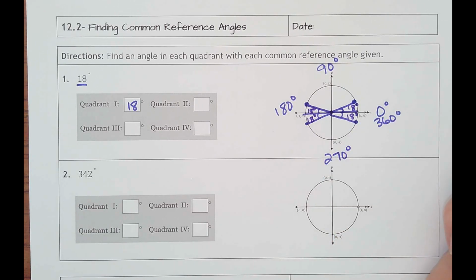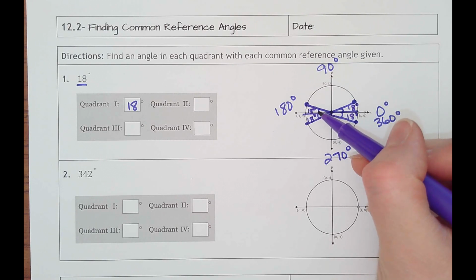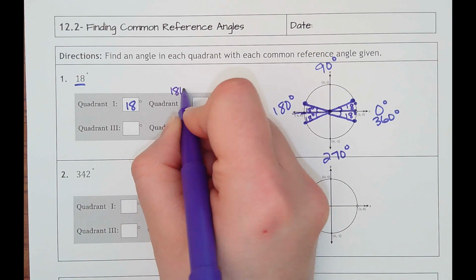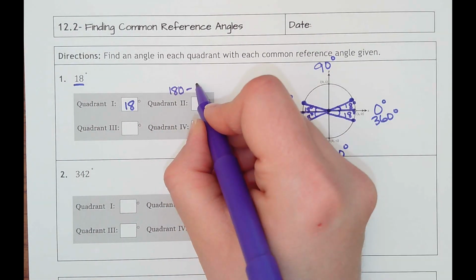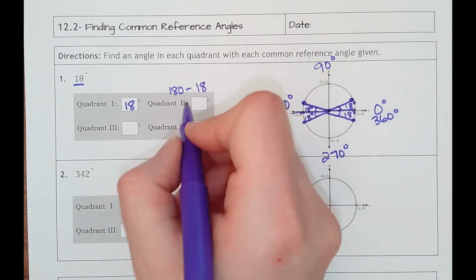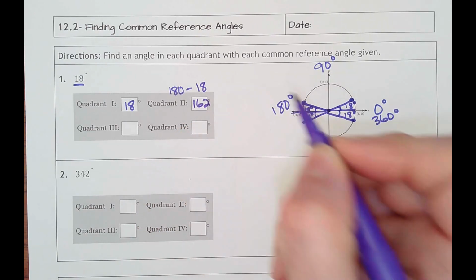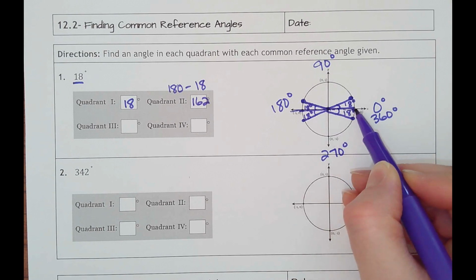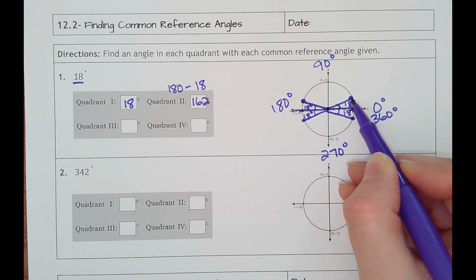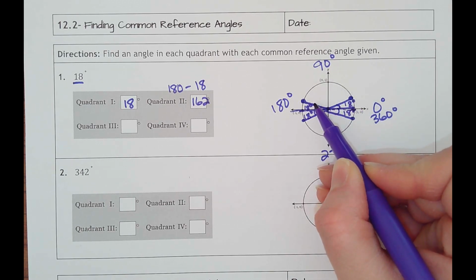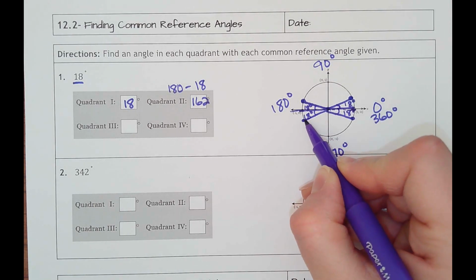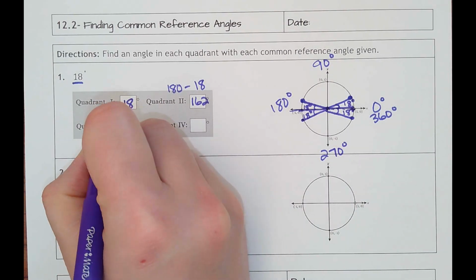And so I know this is 18 degrees and this is 18 degrees, 18 degrees, and I already knew this was 18 degrees. So to find what it is in quadrant 2, since this is 180, I would take 180 minus 18, which would be 162. That's what this angle from this starting point open to here would be. Quadrant 3, I want to be 180 plus 18 degrees. So that would be 198.